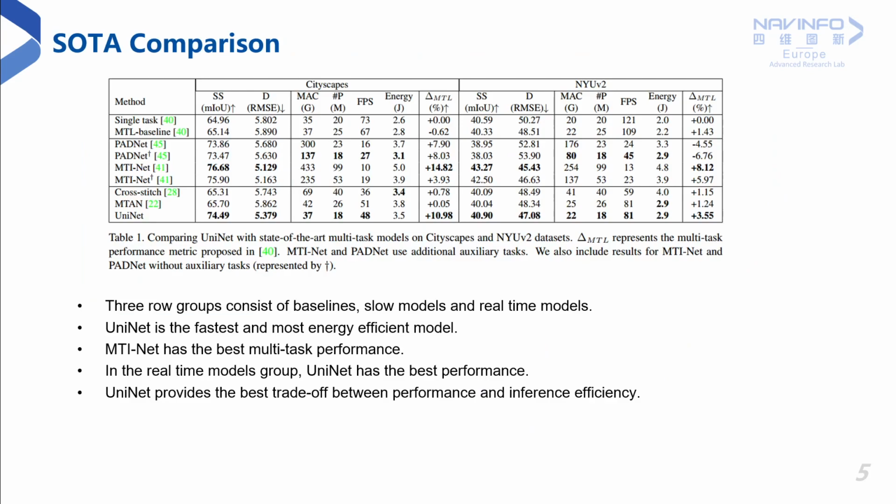We compare UniNet with state-of-the-art models in two datasets, Cityscapes and NYU-V2, using different metrics. All models are trained on semantic segmentation and depth estimation. The models are divided into three row-wise groups: baselines, slow models, and real-time models. UniNet is the fastest and most energy-efficient model. MTI-Net has the best performance across all models. In the real-time models group, UniNet has the best performance. UniNet therefore provides the best trade-off between performance and inference efficiency.